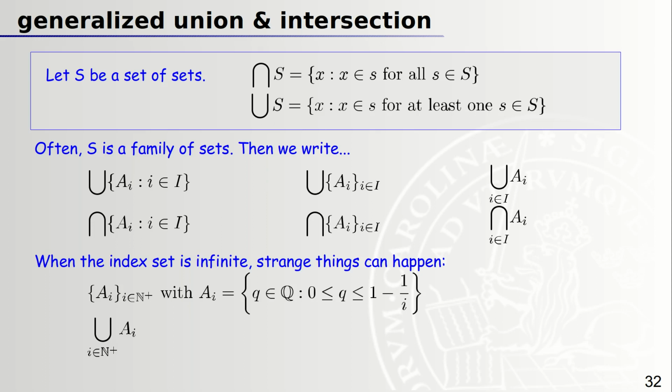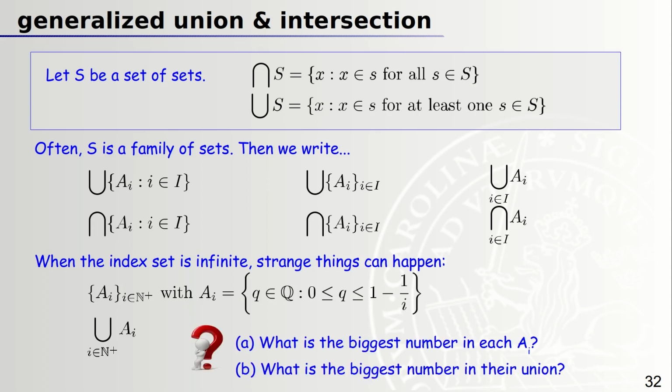Things sometimes become a little surprising when computing the union or intersection of infinitely many sets. Consider this example. Here Q is the set of rational numbers. As you can see, the Ai are intervals in the rational numbers from 0 to 1 minus 1 over i. Think about the following two questions. A, for each i, what's the biggest number in each Ai? And B, what is the biggest number in the generalized union over all Ai?